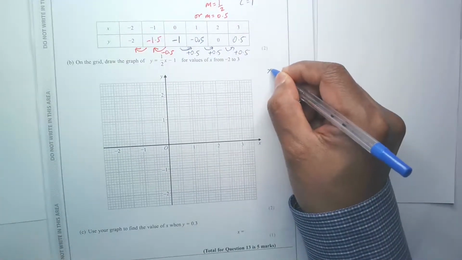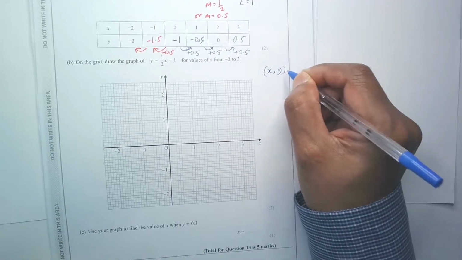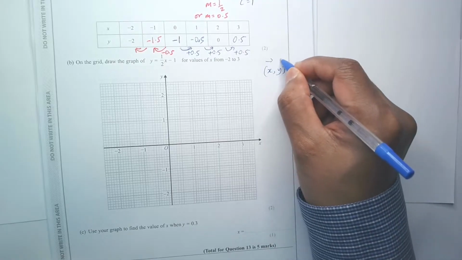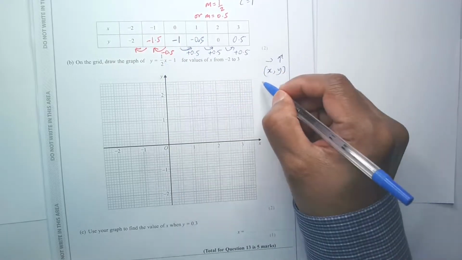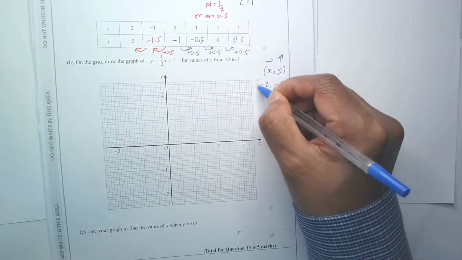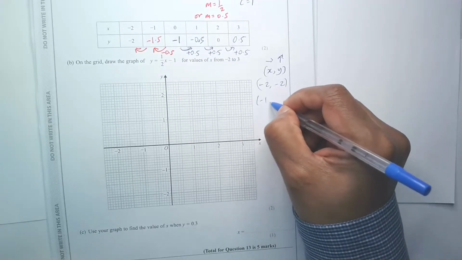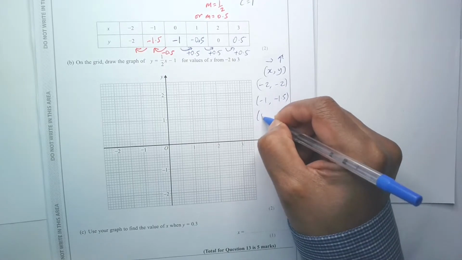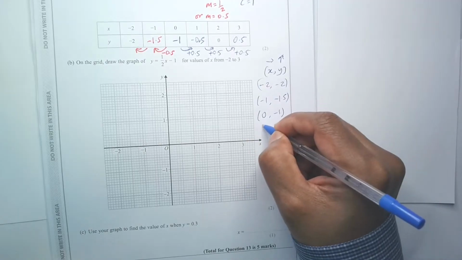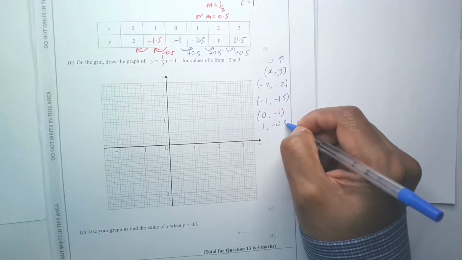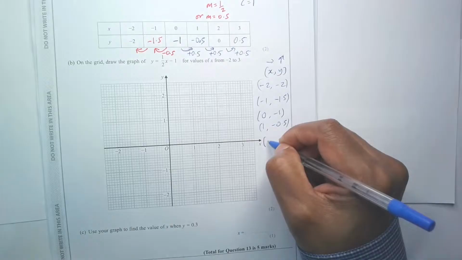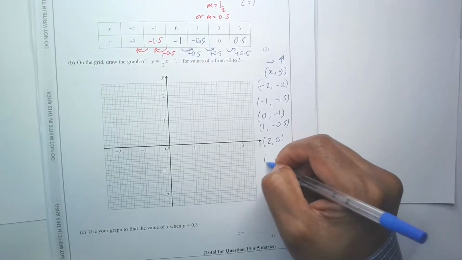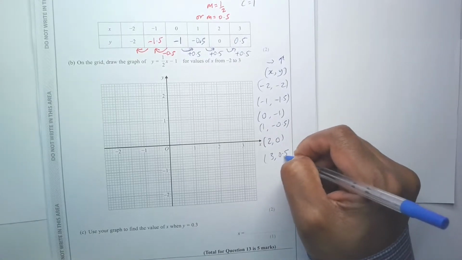Now, like before, we are going to turn our table into coordinates. So we've got to do along the corridor, x and y, along the corridor, up the stairs. So this is minus 2, minus 2, minus 1, minus 1.5, 0, minus 1, 1, minus 0.5, 2, 0, and then 3, 0.5.